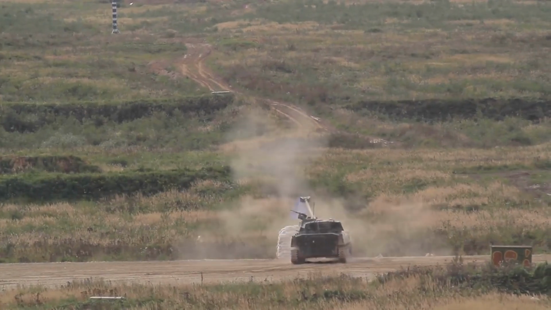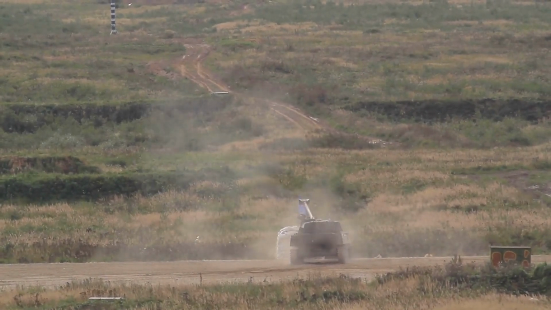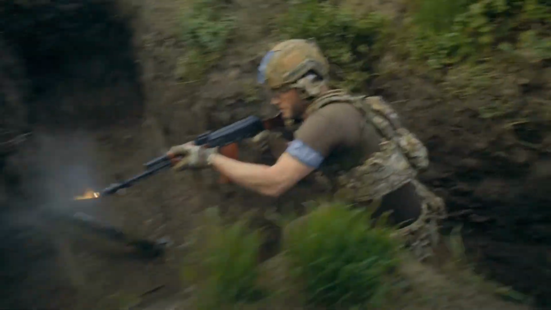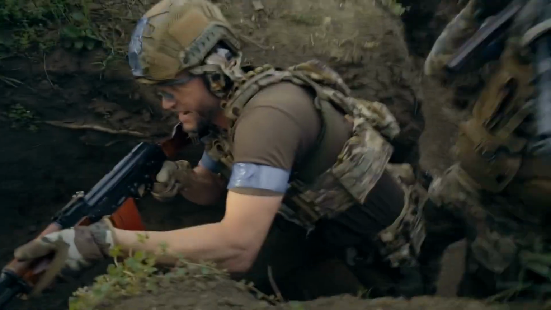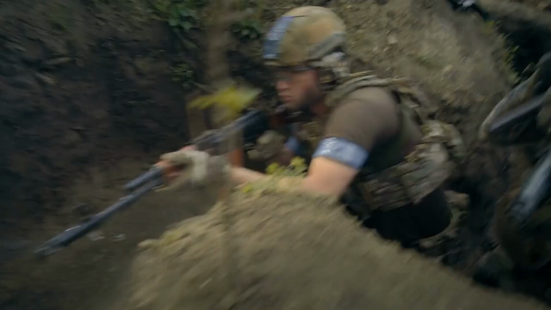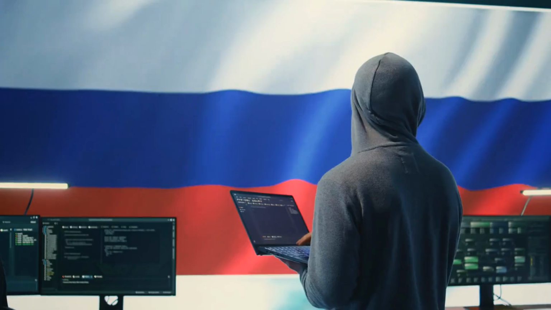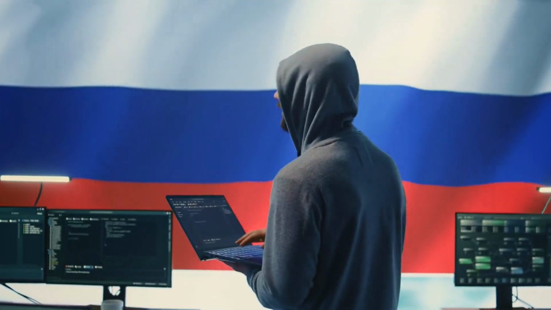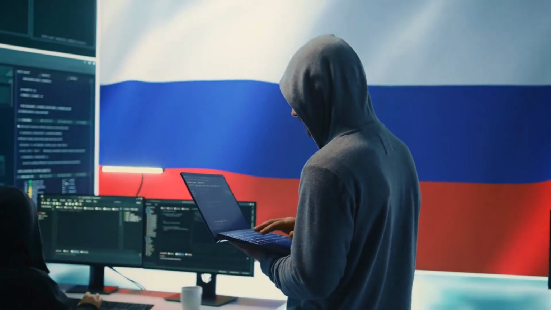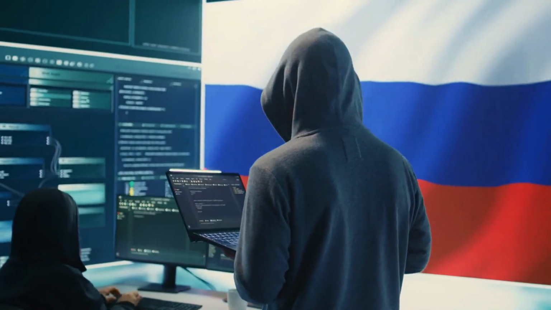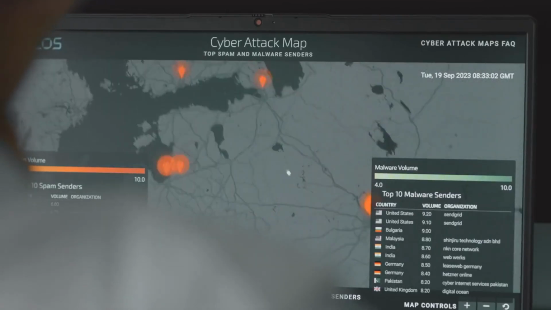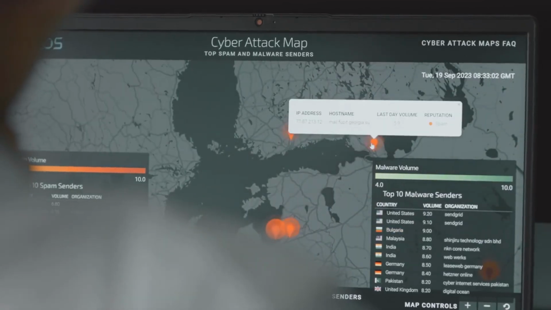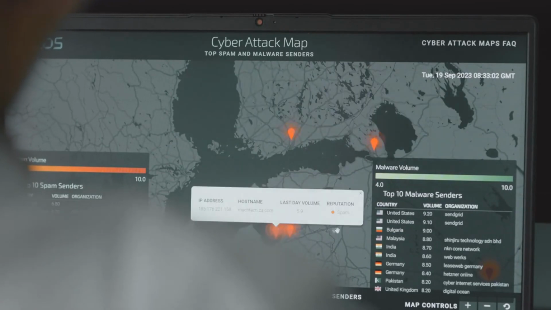Russia's military strategy in Ukraine has not been limited to conventional warfare. Hybrid warfare, an approach that blends military, cyber, economic, and informational tactics, has played a crucial role in the conflict. Since the start of the war, Russia has conducted numerous cyber attacks on Ukrainian government institutions, critical infrastructure, and the media. These cyber attacks aim to destabilize Ukraine by causing panic, disrupting communications, and degrading command and control capabilities.